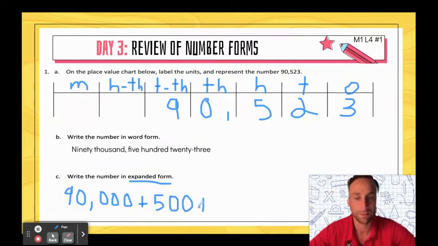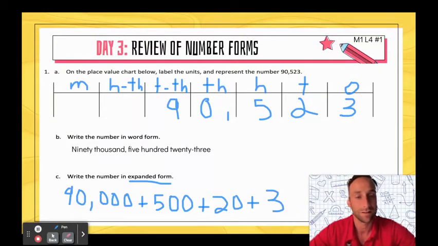Get my addition sign ready. Go right to the tens place. I know that my 2 in the tens place has a value of 20. And get my last addition symbol here ready because I know I have a 3 in the ones place, and any number in the ones place has a value that is itself.